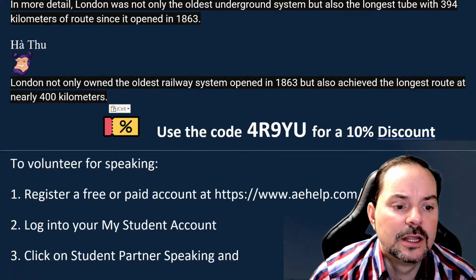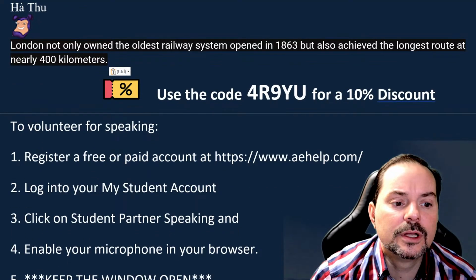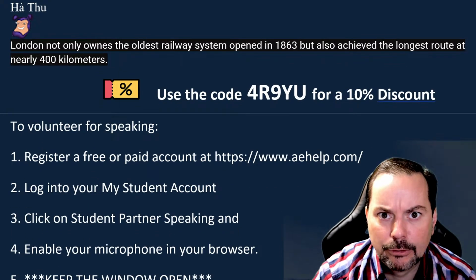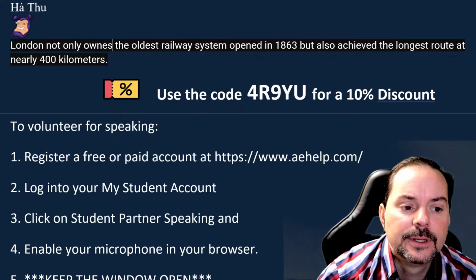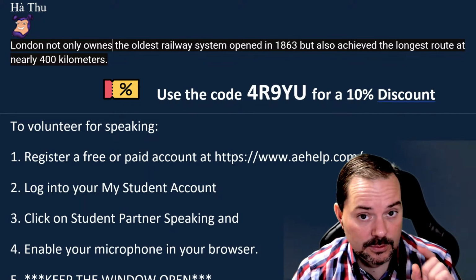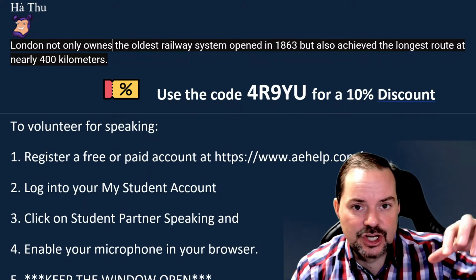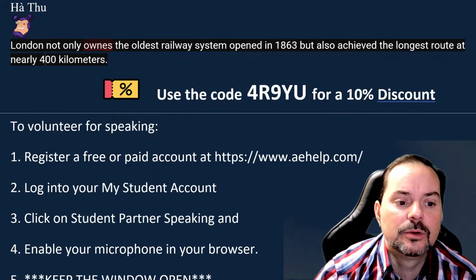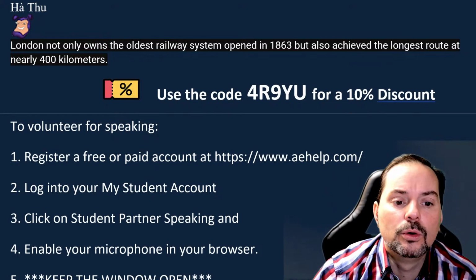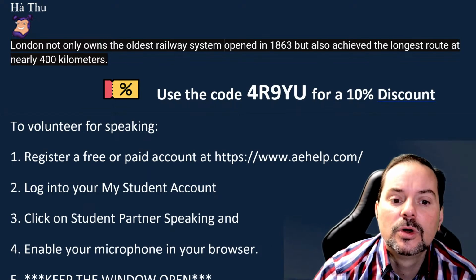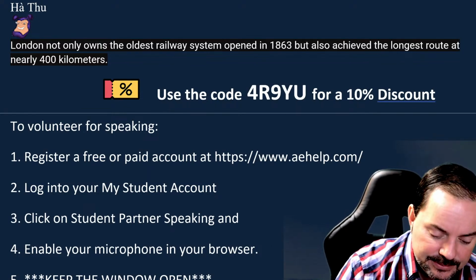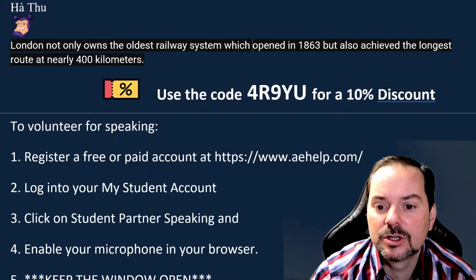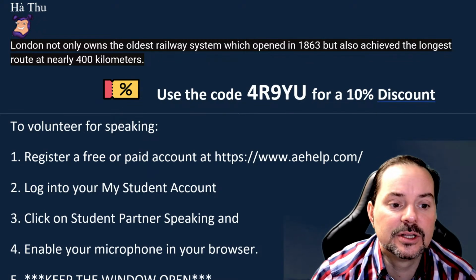Ha writes, London not only owns, they still own it. Hopefully, nobody took it from them. Okay, so careful with your tenses. If it's general, it's still true now. You have to use the present tense. So London not only owns the oldest railway system, which is okay here, which opened in 1863, but also achieved the longest route at nearly 400 kilometers.